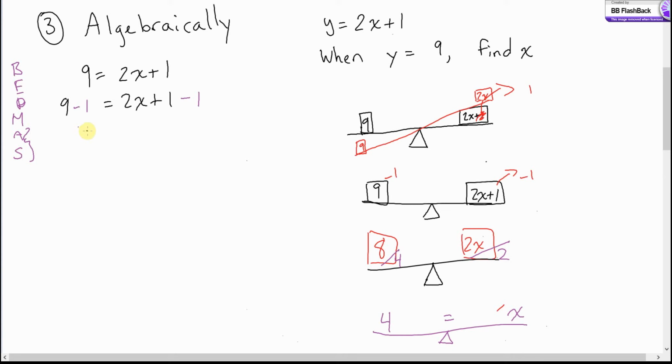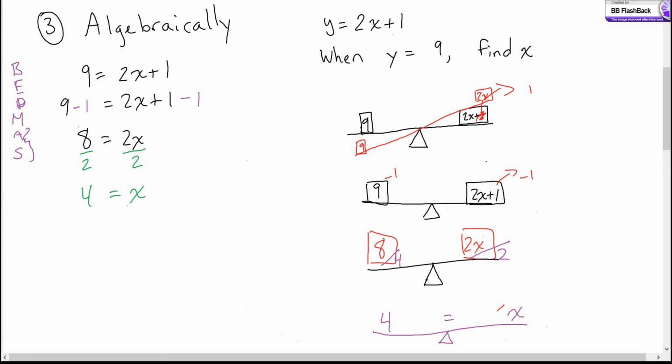So on the next line, we have 8 is equal to 2x, because plus 1 minus 1, they cancel out. We were trying to get rid of the plus 1, so we did the opposite operation and we took away 1. And remember the opposite operation in this, 2 times x, the opposite is divide by 2. And what we do to one side, we do the other. If we're taking half the weight from one side, we need to take away half the weight from the other side. That's how we keep it equal.